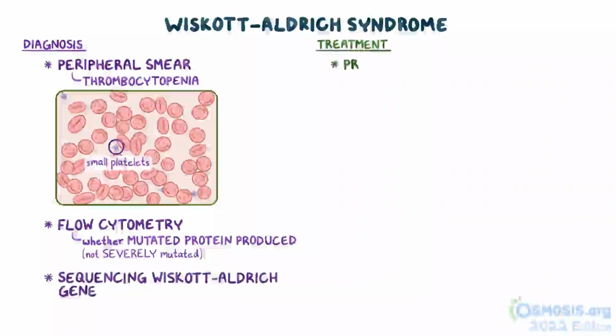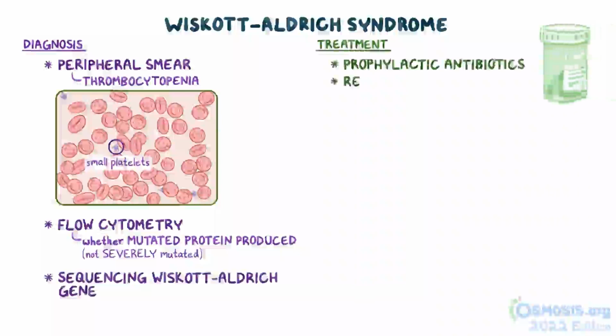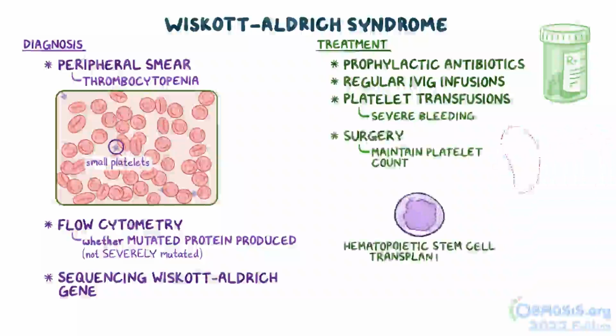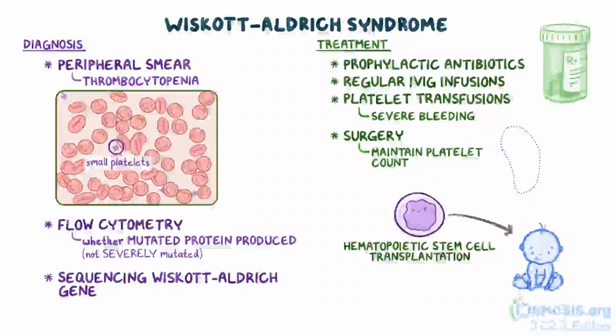Treatment includes prophylactic antibiotics, regular IVIG infusions, platelet transfusions in the case of severe bleeding, and potentially surgery to remove the spleen, which can help to maintain platelet counts within the blood. Hematopoietic stem cell transplantation is a potentially curative treatment that is sometimes used.